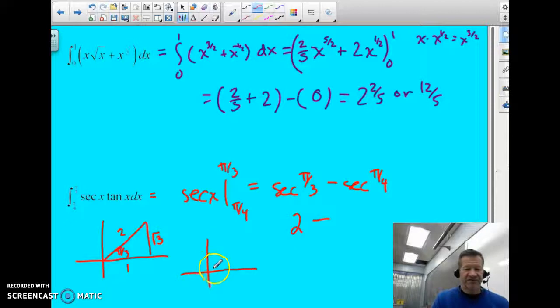Pi over 4 is also in the first quadrant, and that's an isosceles right triangle, 45, 45, 90. So both legs are 1, while the hypotenuse is square root of 2. So again, hypotenuse over adjacent, that would be square root of 2 over 1, or just the square root of 2, and there is your exact answer.